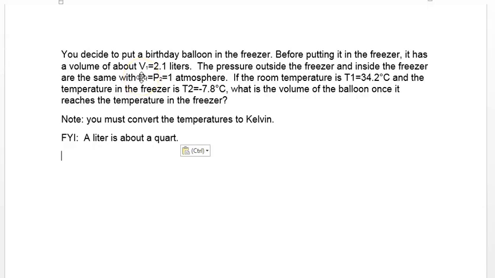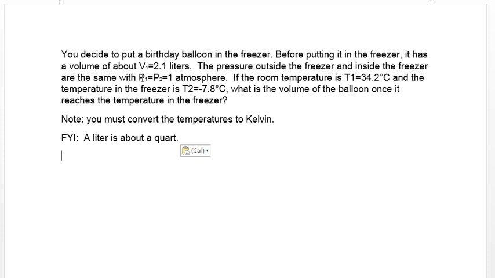In this problem, we've got a birthday balloon. We're going to stick it into a freezer. The balloon is about 2.1 liters in volume. Pressure outside the freezer and inside the freezer are the same, so P1 equals P2 equals 1 atmosphere. The room temperature is 31.2 degrees C, and the freezer temperature is minus 7.8 degrees C. What is the volume of the balloon once it reaches the temperature in the freezer?